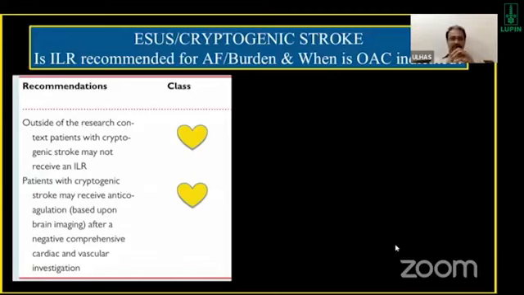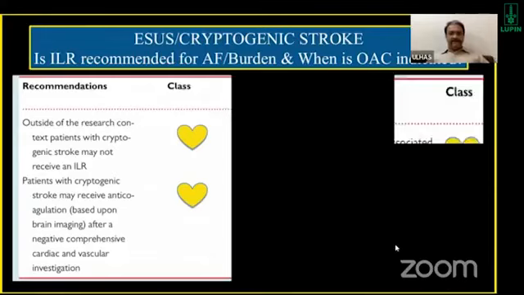At the most, you can give him an event patch for a few days or a few weeks, or you can also ask him to undergo Holter monitoring, not necessarily only once, but maybe a few more times. But an implantable loop recorder to assess the AF burden in a person who has had a cryptogenic stroke is currently not recommended unless the person is in a research project.